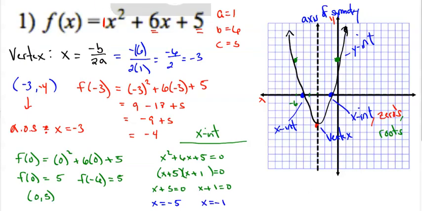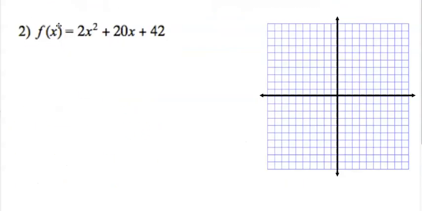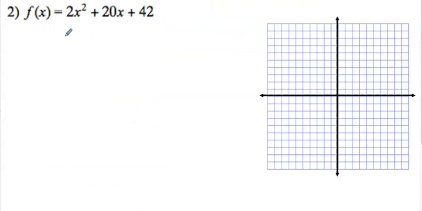Done. All right, let's take the next one. The next one is here. We'll steal this picture quick, and we'll move over 2 slides and paste this in. So f of x equals 2x squared plus 20x plus 42. Now we have a leading coefficient of 2. That's not going to affect my vertex at all.